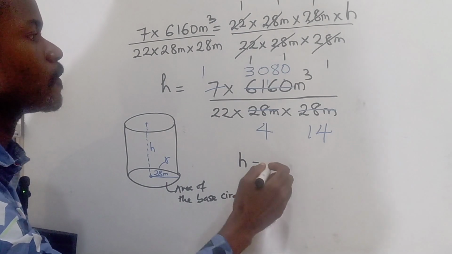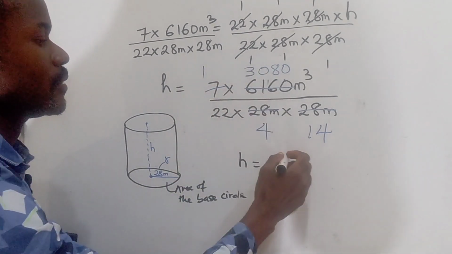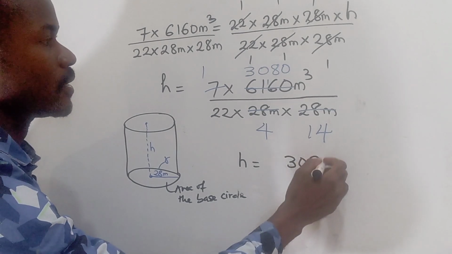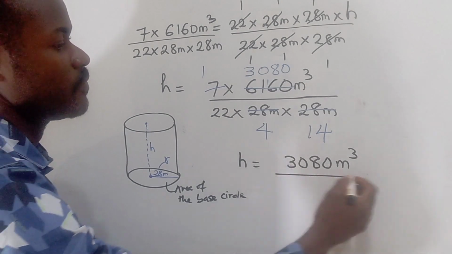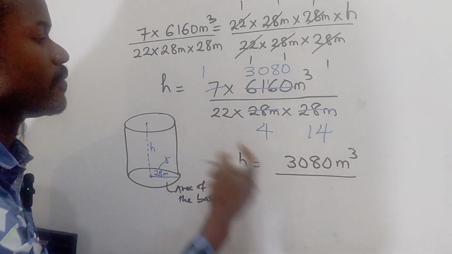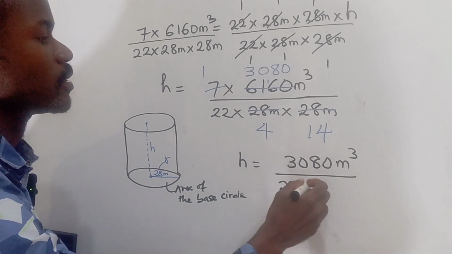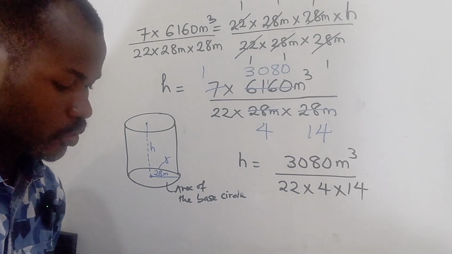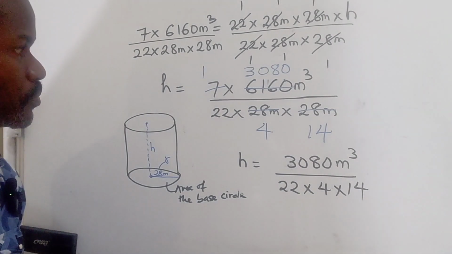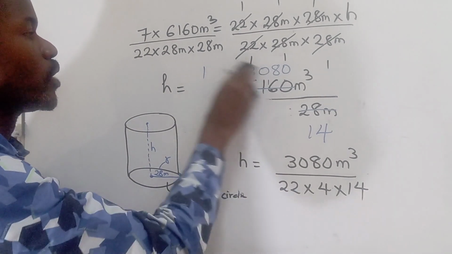Our H is equals to what? We have 1 times this. So we have 3080 meter cube. Okay, divide by what? We have 22 times 4 times 14. So we are going to further decompose and let's see what we are going to get.